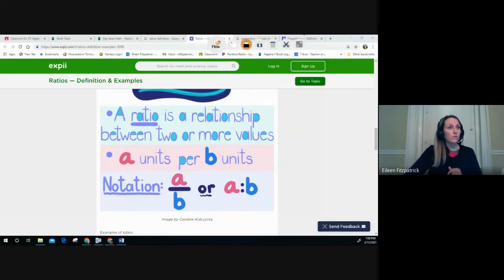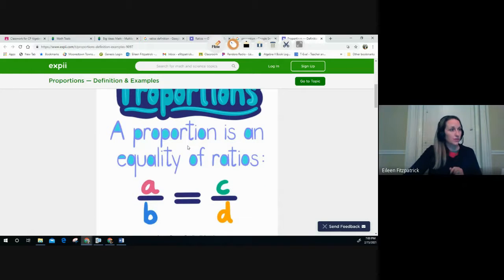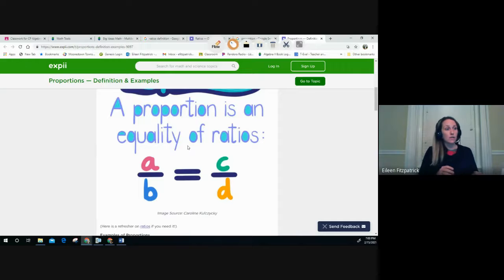All right, we have one more, which is proportion. This one also wasn't in your glossary. A proportion is an equality of ratios. So when you take 2 ratios and set them equal to each other, we call that a proportion. If you take 2, 3, 4 ratios and set them equal to each other, we call that an extended proportion. Okay, so that's an example of a proportion.